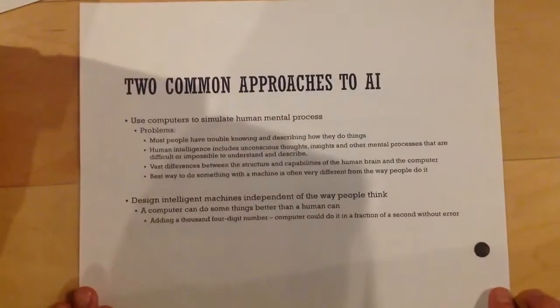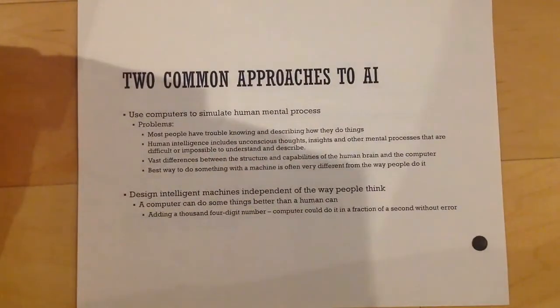All right, so two common approaches to AI. One is using computers to simulate the human mental process. So basically, analyzing how we think about something, how we solve a problem, and then trying to mimic that inside of a computer. Problem is, it's actually kind of hard to sometimes put what we do into a formalized process. So much of it happens intuitively and automatically that it's hard to encode that in a series of rules that a computer could follow.